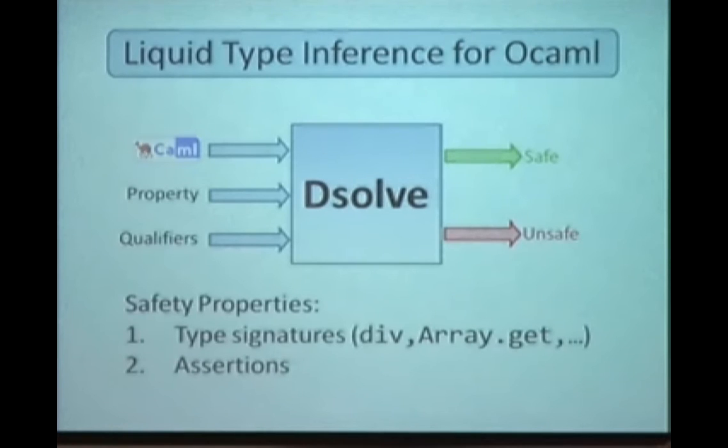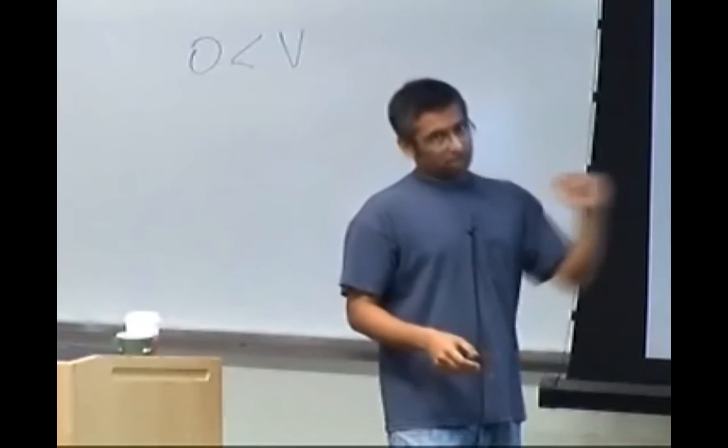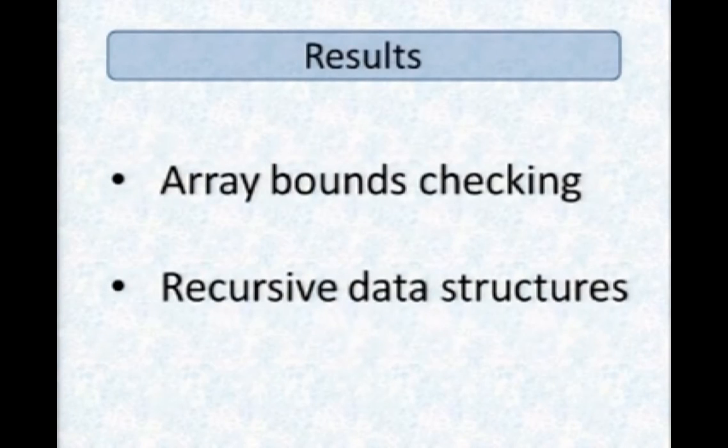And it spits out either yes, the program type checks, all is well, or no, it doesn't type check, and here's the particular operation that doesn't type check. Okay. And we've applied it to 2 kinds of things. So one is array bounds checking. Array bounds checking in a safe language, you ask, it turns out there are actually bugs. And the second is these recursive data structures.